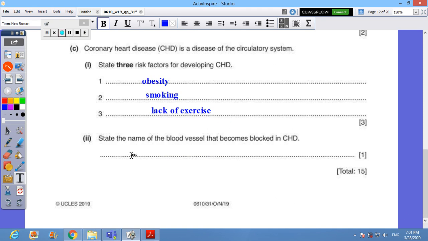State the name of the blood vessel that becomes blocked in CHD. Many blood vessels in the body, even in the leg, could be blocked, but the one in CHD is the coronary artery.